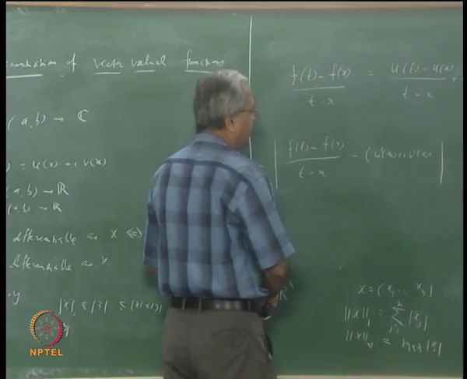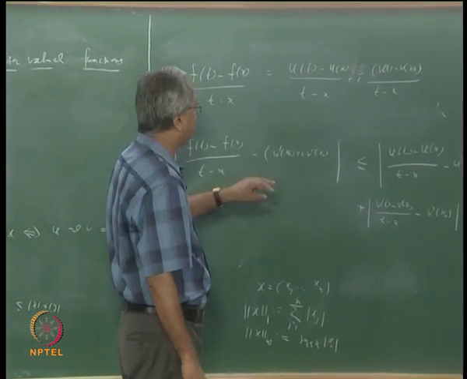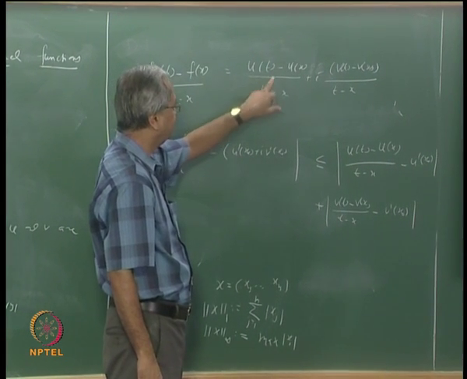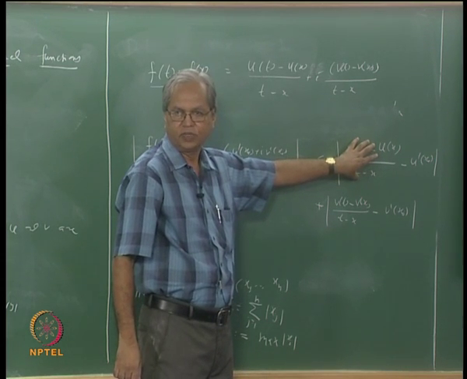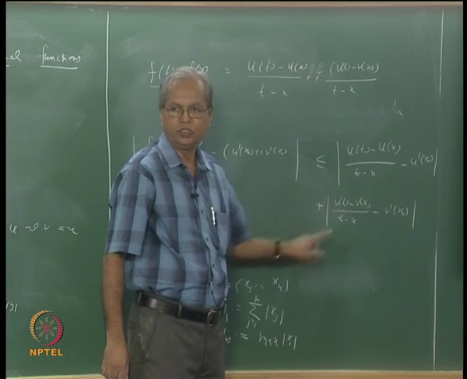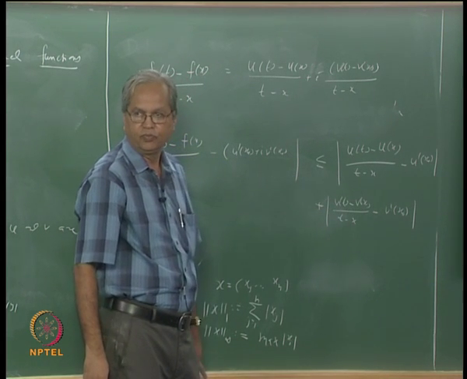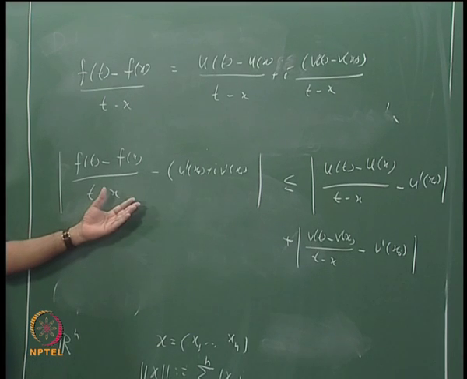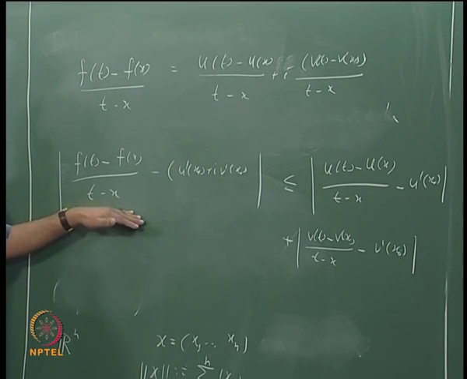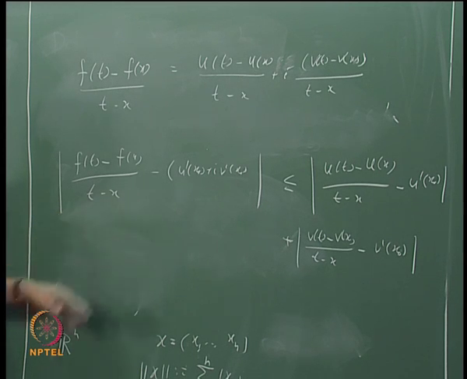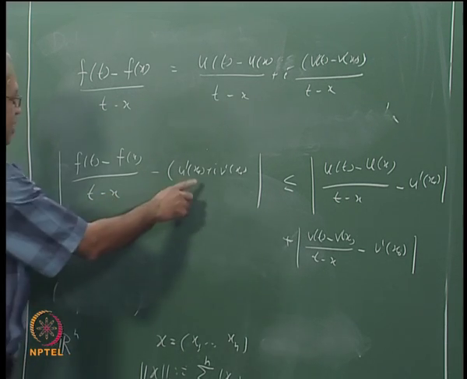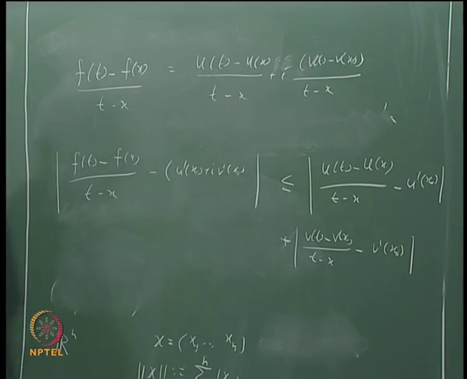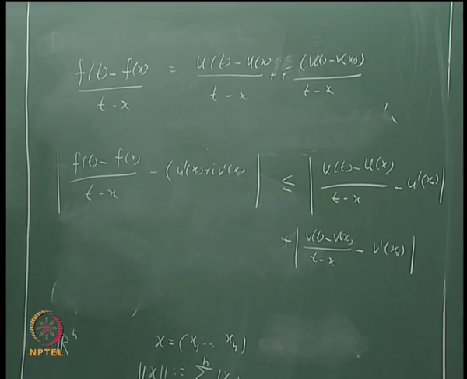Suppose we assume that this has a limit and its limit is u prime x naught, which is the same as saying that this goes to 0 as t goes to x, and similarly this also goes to 0 as t goes to x. Because the left-hand side is less than or equal to that, it will also go to 0 as t goes to x, which is the same as saying that the limit of this exists as t goes to x, and that limit is the same as u prime x plus i times v prime x. In a similar way you can prove the converse also.